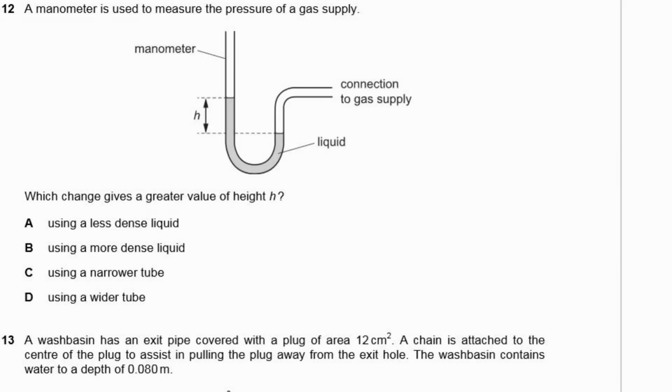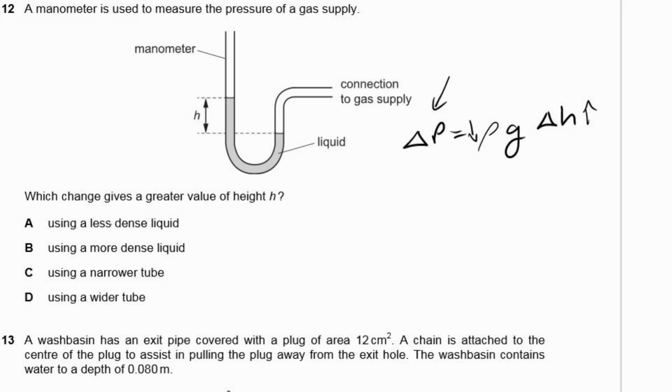12. A manometer is used to measure the pressure of a gas supply. Which change gives a greater value of height h? Right, let's put down what we're actually dealing with here. What the manometer gives us is a change in pressure between two sides, and that change in pressure is given by density times gravity times this change in height. So if we want to, for the same change in pressure, get a bigger change in height, we can't change gravity. We're going to have to change the density and make it smaller.